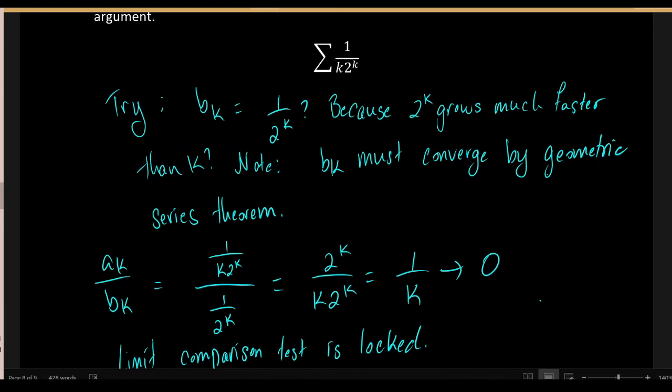So let's try and think of not another comparison series, but let's think of maybe another test that might work better for this series. And I think in this case, direct comparison will actually work better than limit comparison.